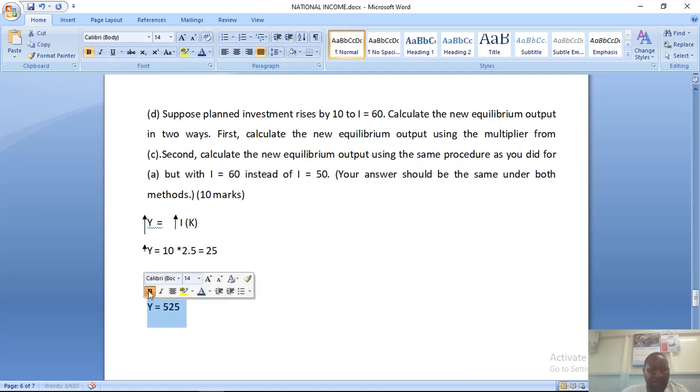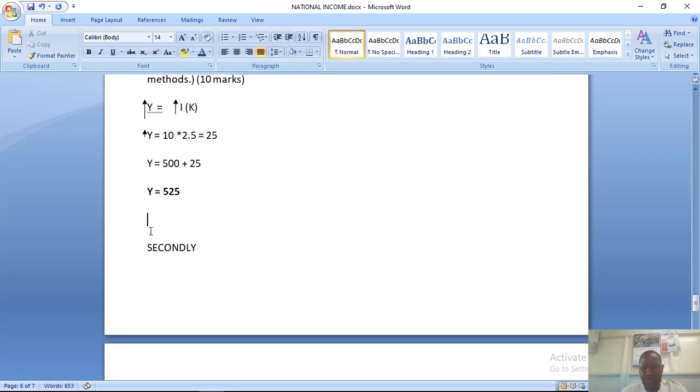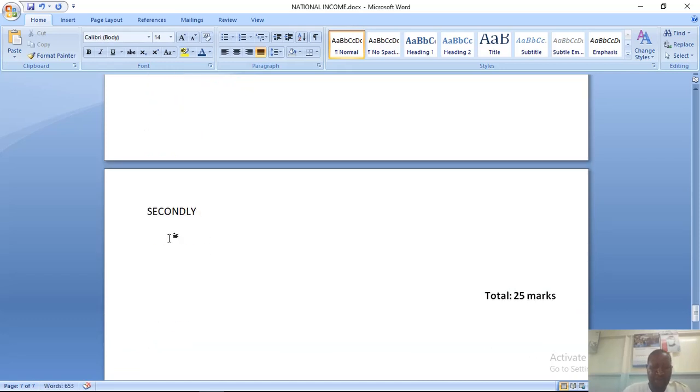That's one way we can work this out. The second way, we have been told that you can work out this new equilibrium income using the first model we had used, where at equilibrium, income should be equal to aggregate expenditure. In that form we only had C plus I. And we are told that there is an increase in I. I is no longer 50, it's 60.